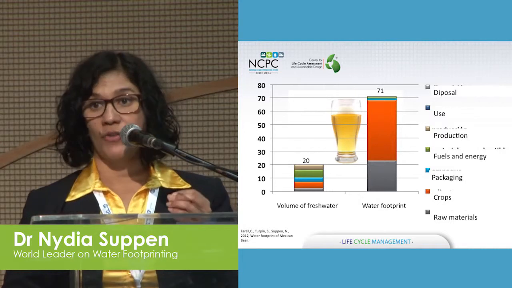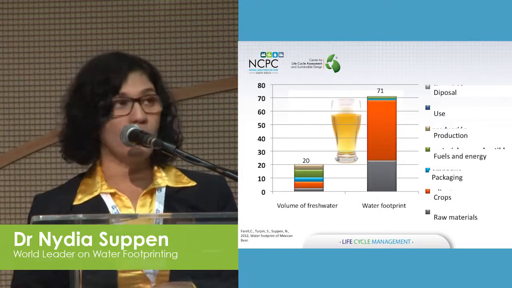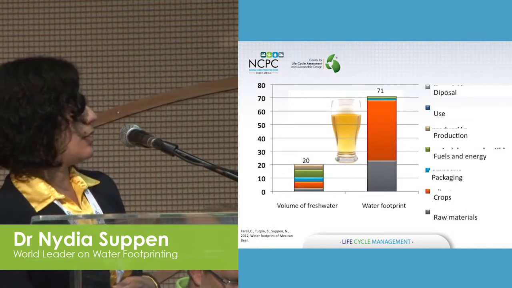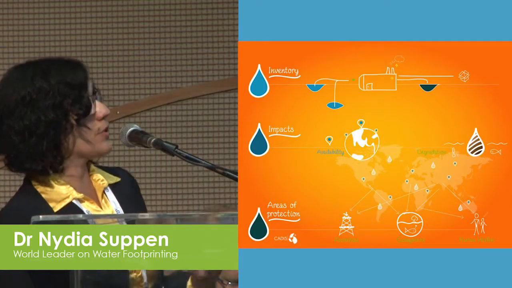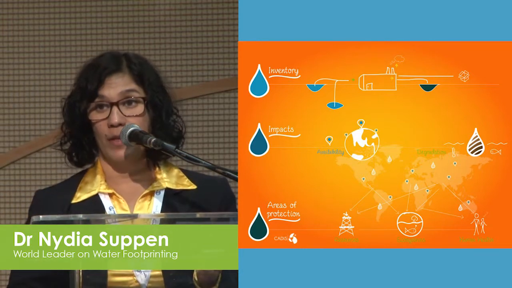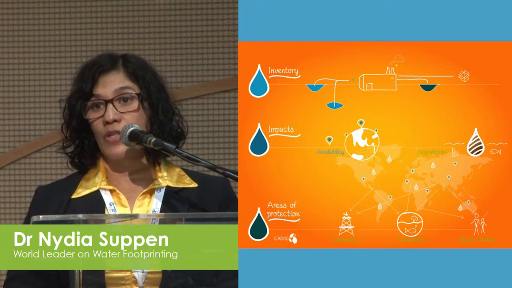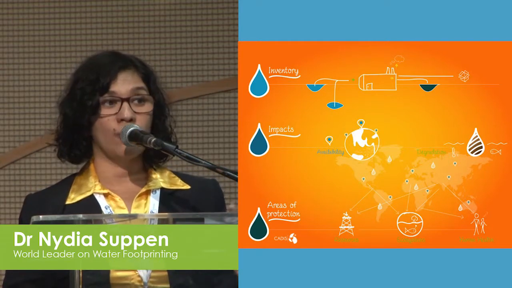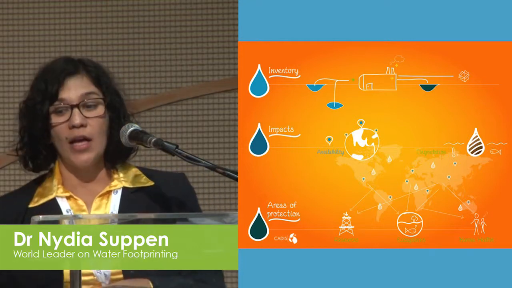71 liters of water are being somehow polluted and somehow used and not returned to the system when you are producing 1 liter of beer. So this is what the information of a water footprint tells you. It tells you where you have to look at and what you can do with this information.